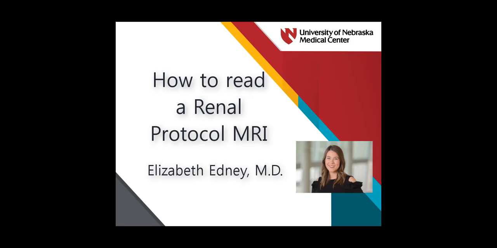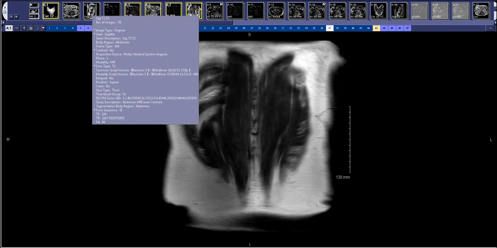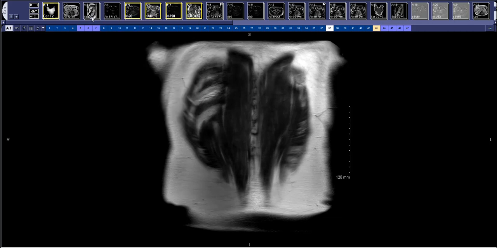Today I'm going to go over how to review a renal protocol MRI. So as far as the sequence, this is really similar to our general abdominal MRI, almost identical. The only difference is that we've added in some sagittal sequences just for optimizing how we see the kidney.